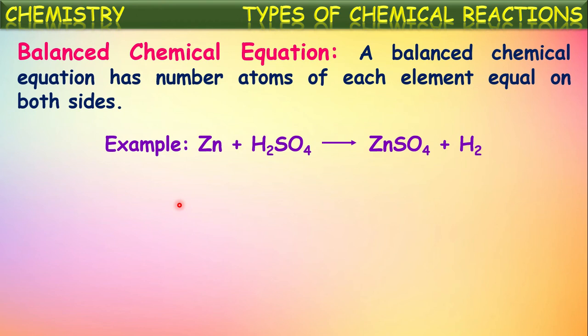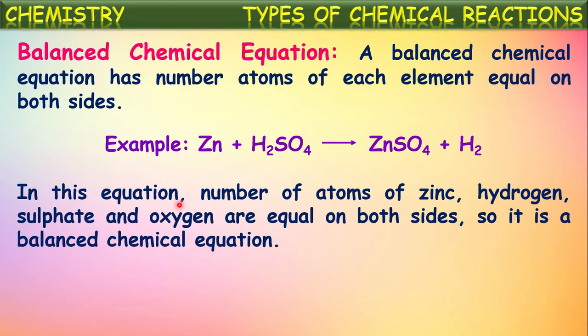If you observe this equation, the number of atoms of zinc, hydrogen, sulfur and oxygen are equal on both sides. So it is a balanced chemical equation. Why? Because the number of atoms of all the elements on both sides of the reaction are equal. Hence it is a balanced chemical equation.